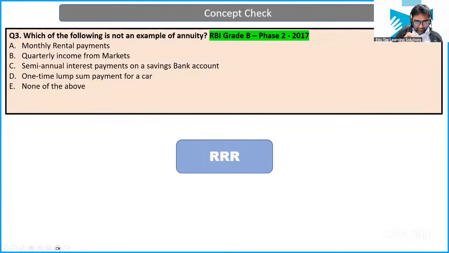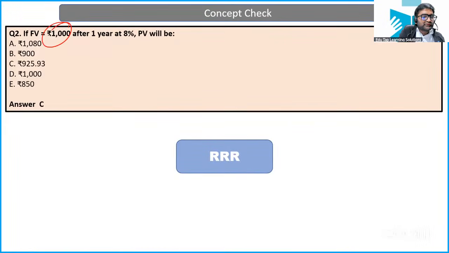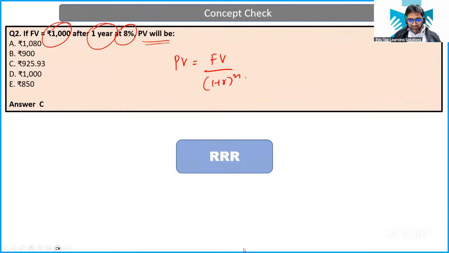Okay, so what is the answer for this? If we are talking about future value being 1000, and then after 1 year 8% is the rate percent that is applied. If you have the future value and want to calculate the present value, then how are you going to calculate? Present value is nothing but future value divided by (1 plus r) whole to the power of n, isn't it? So this is how we are going to calculate.